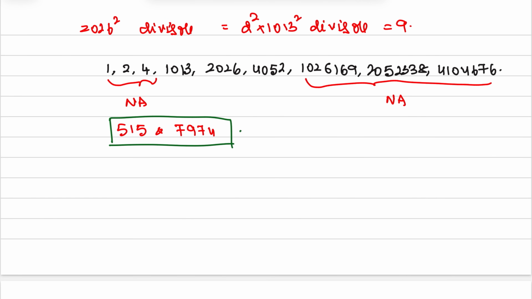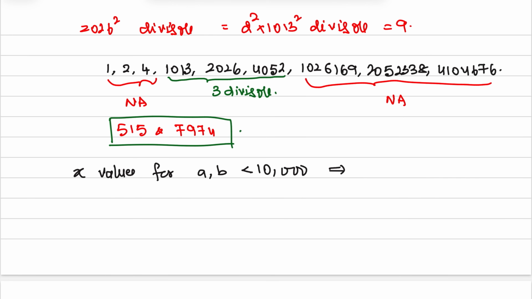Hence, there are three divisors relevant to us, because x is the divisor of this particular number. What are the x values? We are looking for x values for AB less than 10,000: 1013, 2026, 4052. It is not the end of the road. Now we have got the x value only. We have to find out A plus B.